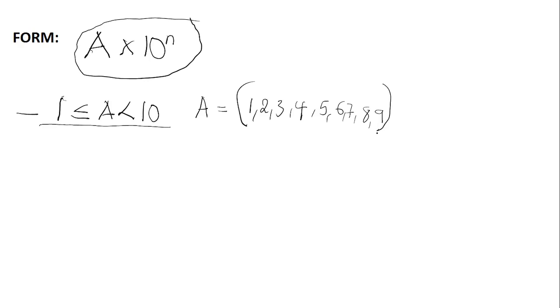Those are the only numbers that are allowed to be written on A, meaning that A cannot be 10, A cannot be 11, A cannot be any number that is above 9. Any number below 9 going down, you can write it. Again, it cannot be less than 1. So you can't write 0.9 as A. Okay, I hope that is clear.